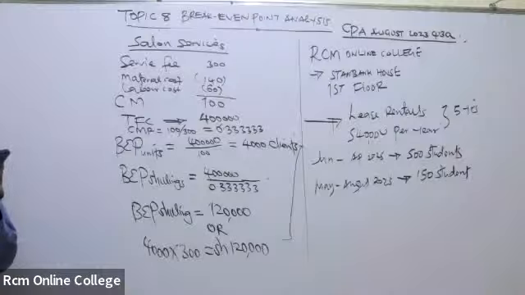So part B, we are talking about: prepare the limiting factor mix schedule to show the number of clients per service that maximizes profitability. The maximum net profit.